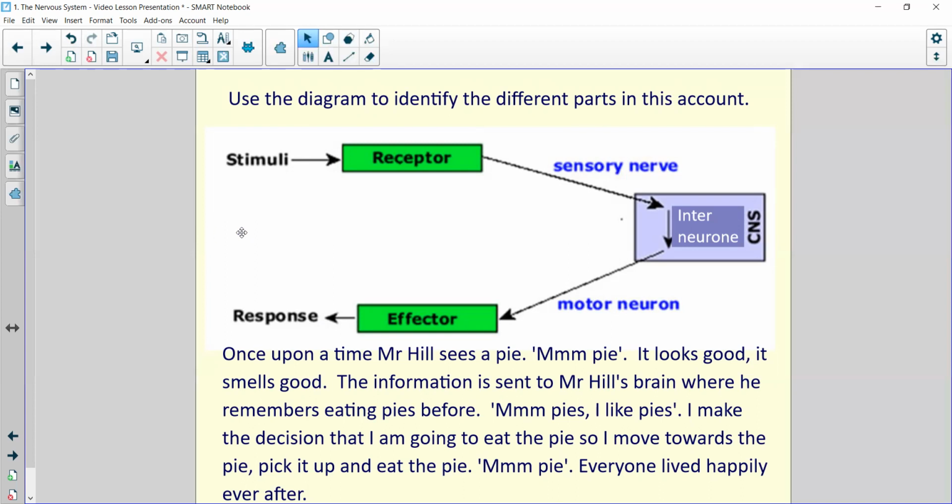So, a bit of an odd story, but it gives us an idea about how a stimulus has to be picked up by receptors, perhaps more than one, which send information to the brain. The brain deals with that and responds by sending out a nerve impulse along motor neurons to appropriate body parts to achieve a desired response. And this pathway is involved in all of our responses and how we deal with the world and the environment around us. We detect stimuli and we respond to them.